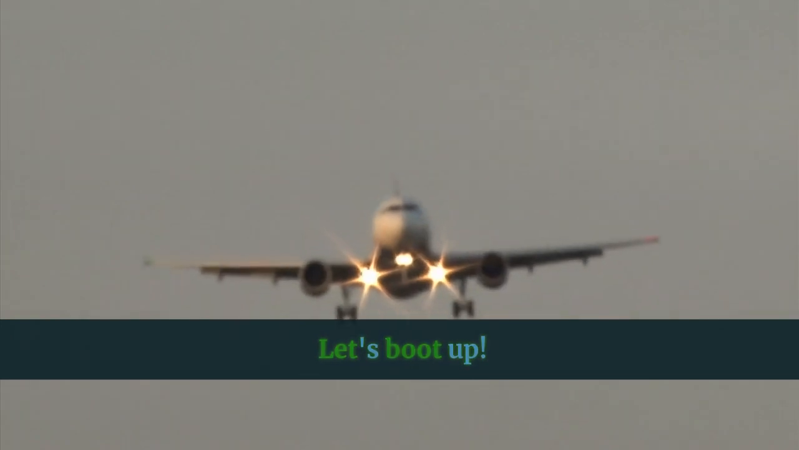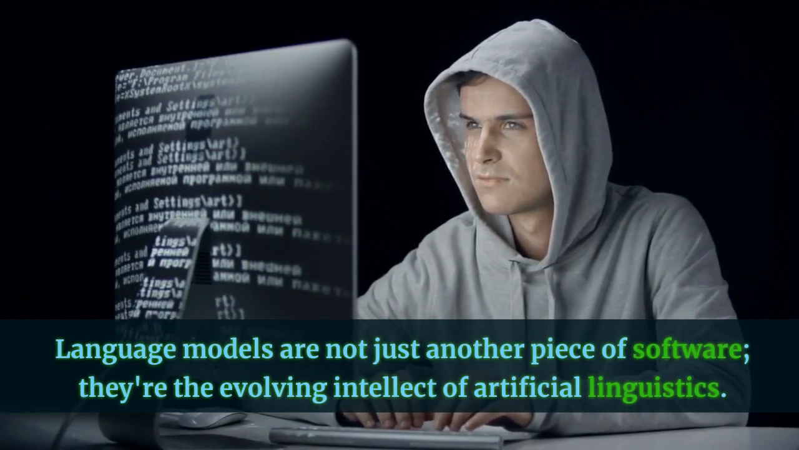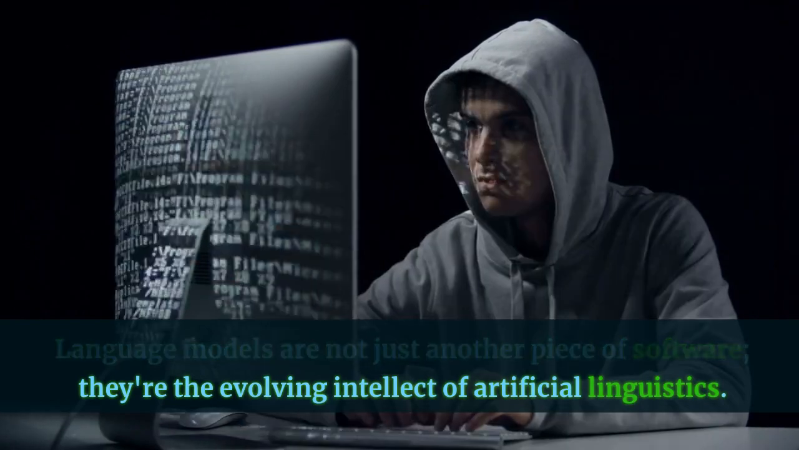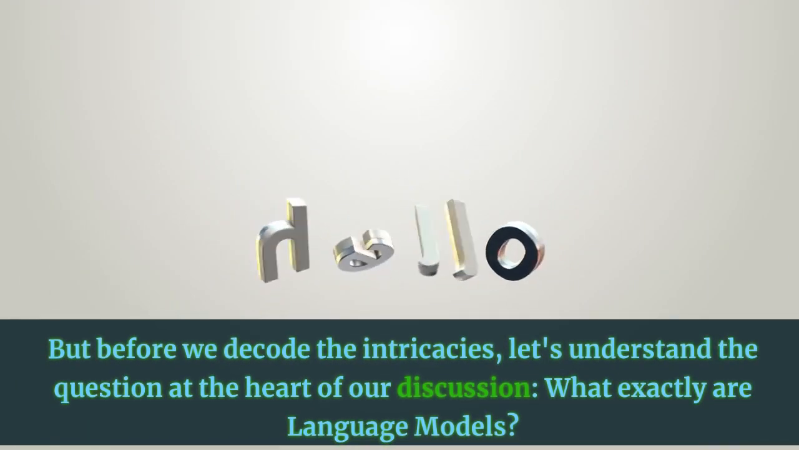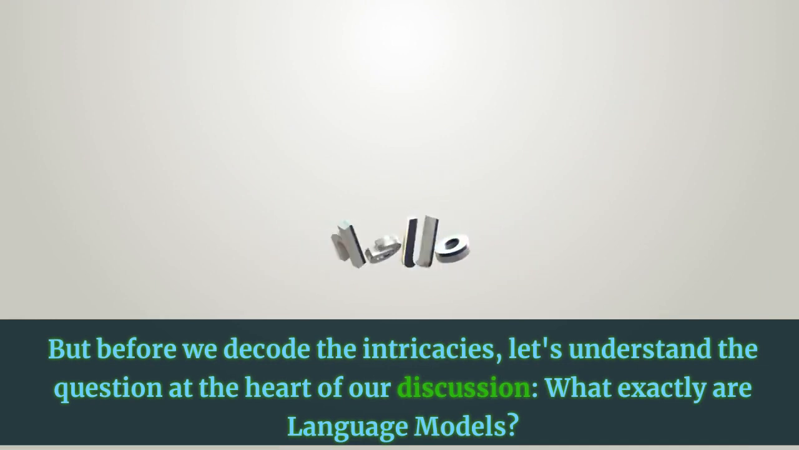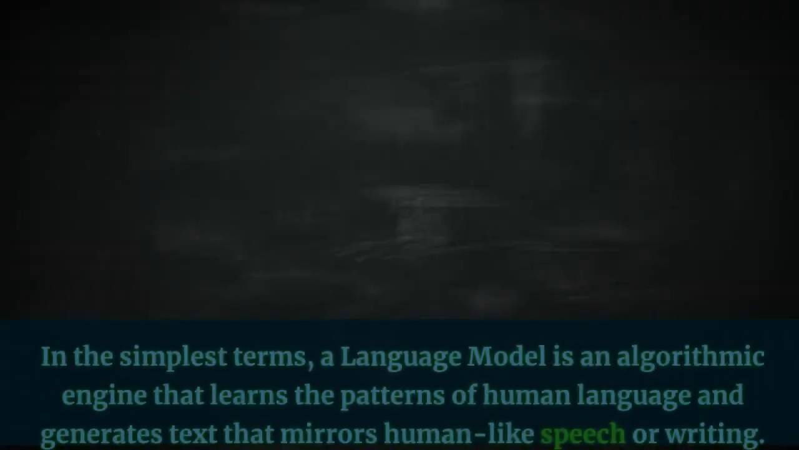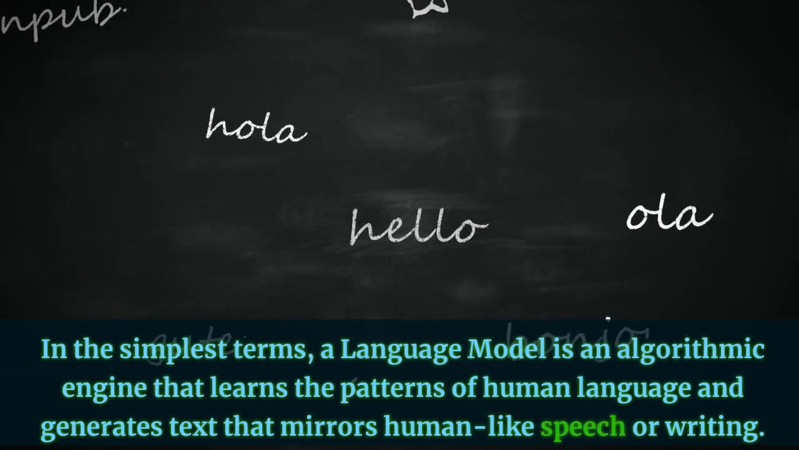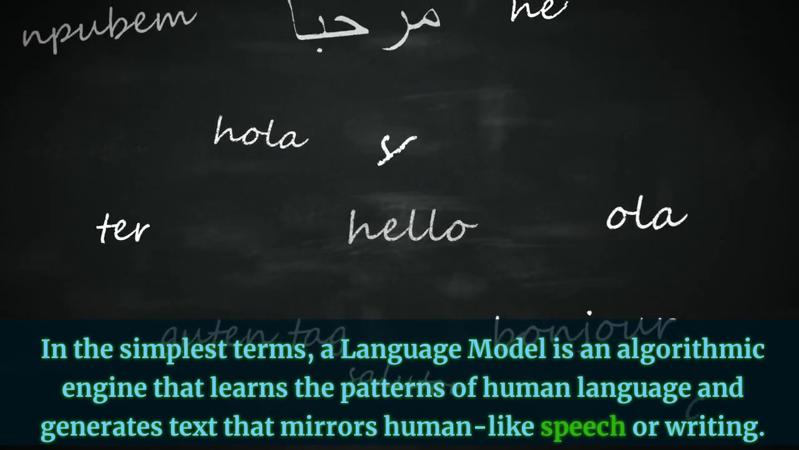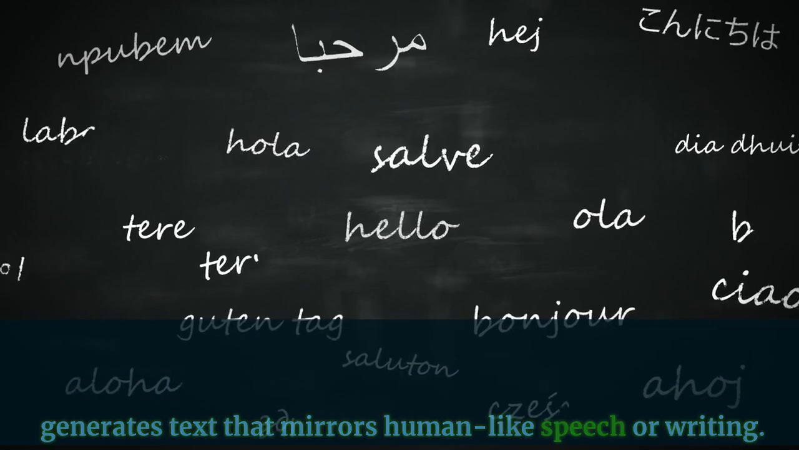Let's boot up. Language models are not just another piece of software, they're the evolving intellect of artificial linguistics. But before we decode the intricacies, let's understand the question at the heart of our discussion: what exactly are language models? In the simplest terms, a language model is an algorithmic engine that learns the patterns of human language and generates text that mirrors human-like speech or writing.